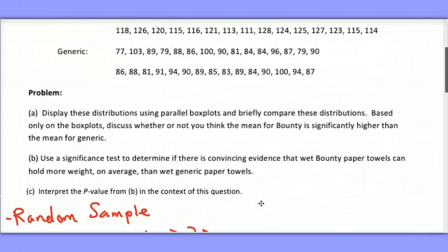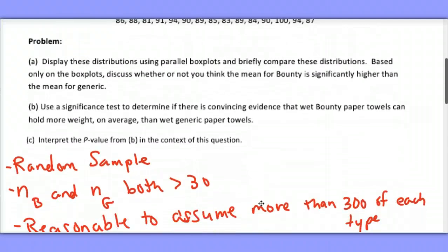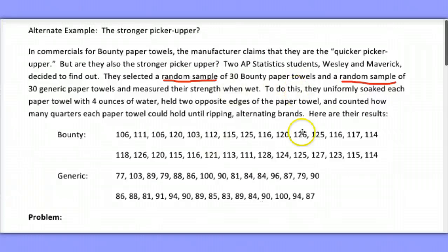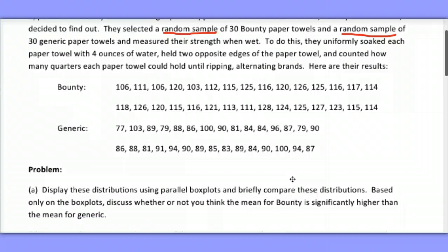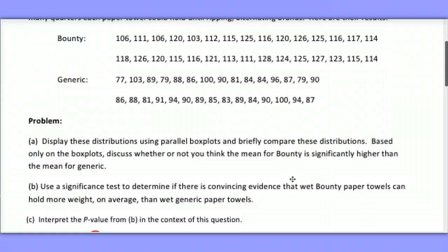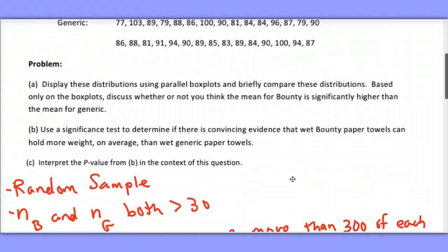Let's use our significance test to determine if there really is convincing evidence, which I think there is, that Bounty paper towels can hold more weight on average than the generic. So we had a random sample in both cases here, and our sample sizes were both 30, so we didn't have to worry about the population distribution being normal in either of these. So I can just go ahead with that.